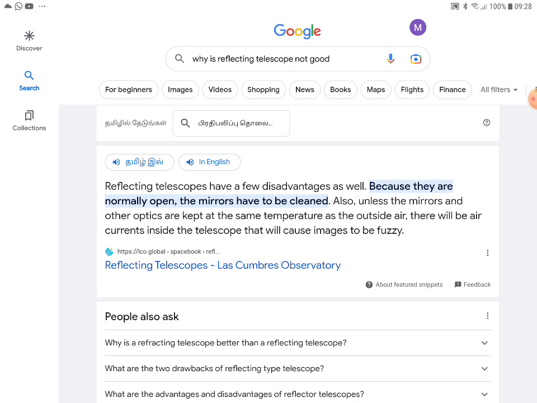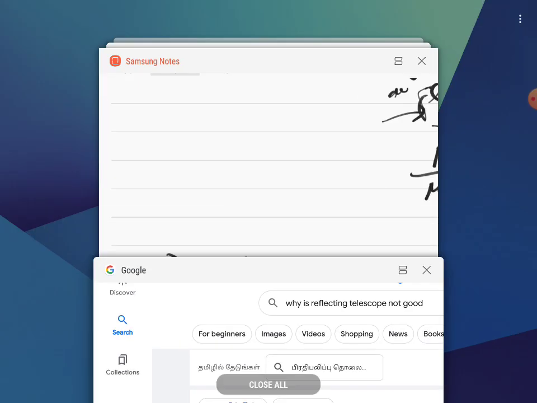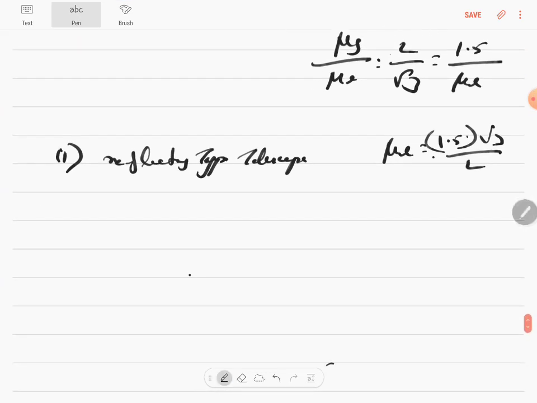And unless the mirror and the other optics are kept at the same temperature as the outside air, there will be air currents inside the telescope that will cause the image to be fuzzy. So this is something you can write, at least the first one, if they've asked. If that is very hard, I would not have answered that. Okay, so let's go to the next question.